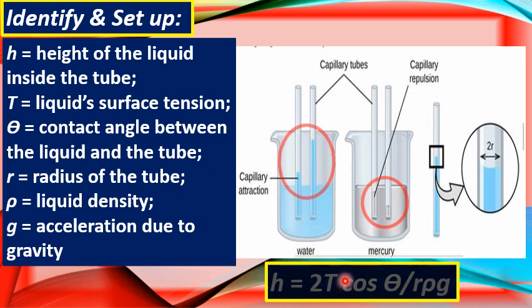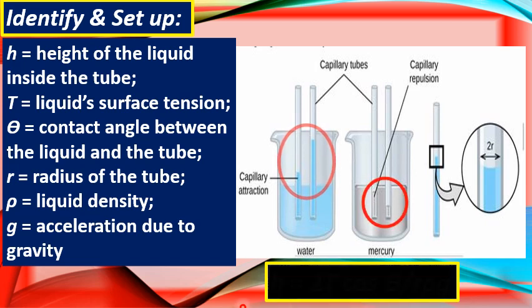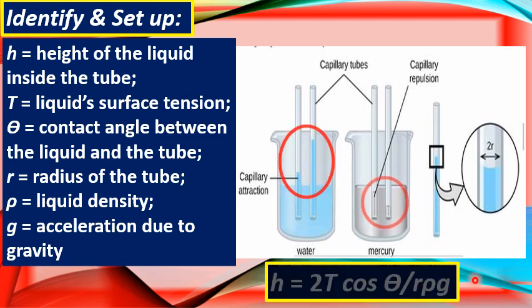So the formula is h, or the height, is just equal to twice the surface tension multiplied by the cosine of the contact angle theta, all over the product of the inner radius of the tube, the density of the liquid, and acceleration due to gravity. In using this formula, it is always advisable to express them in the SI units.